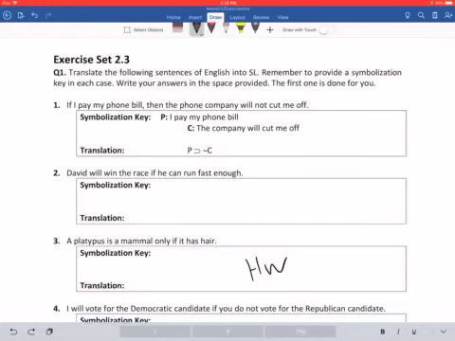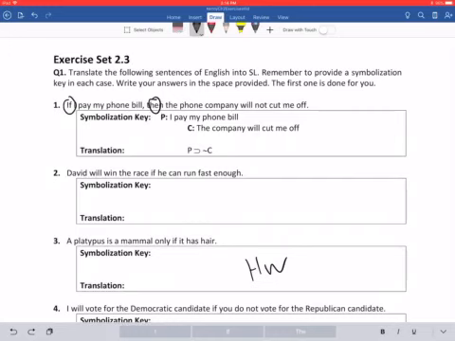Okay, this is exercise set 2.3. Again, the odd numbered problems are homework, so I'll do some of the even numbered problems. Notice, excuse me, in 2.3 we're going to get some if-then.